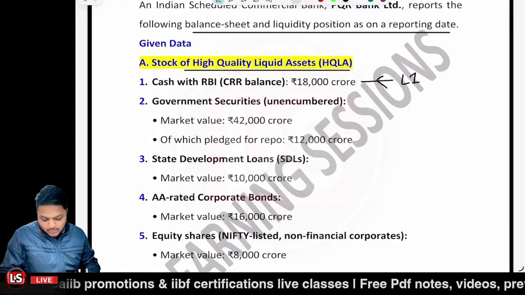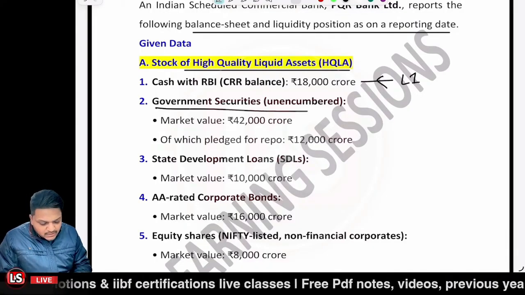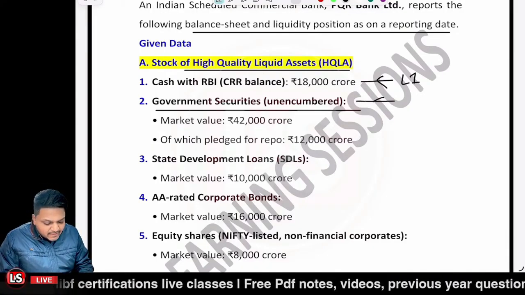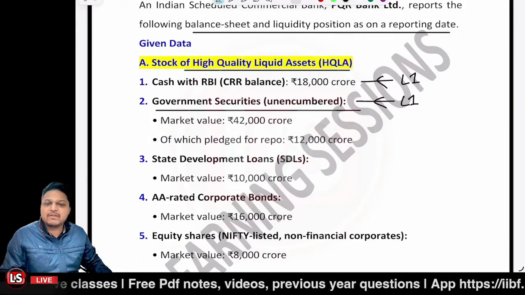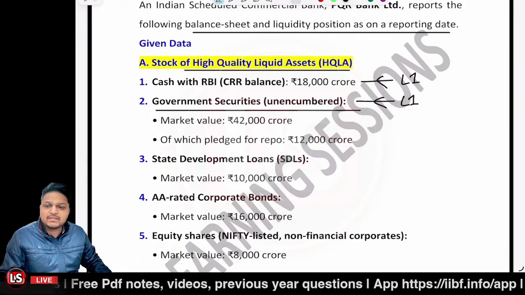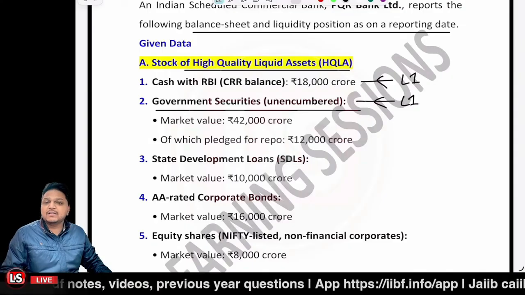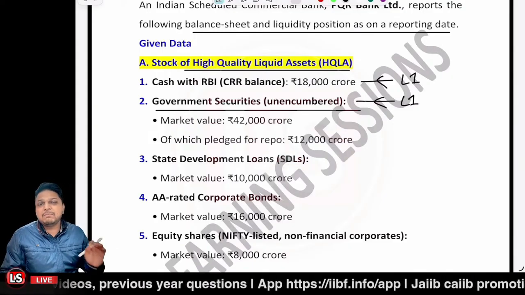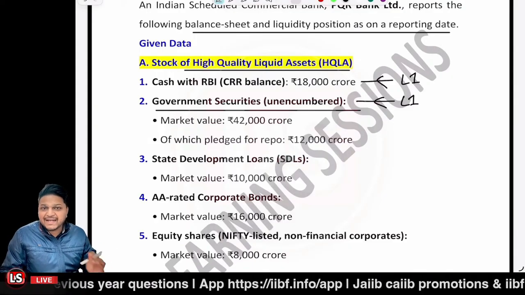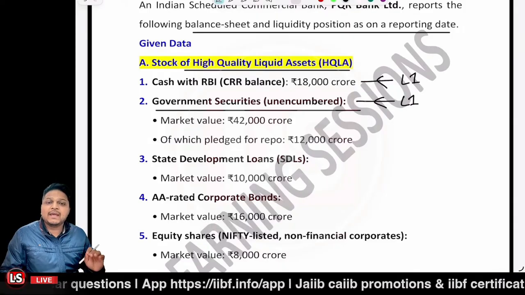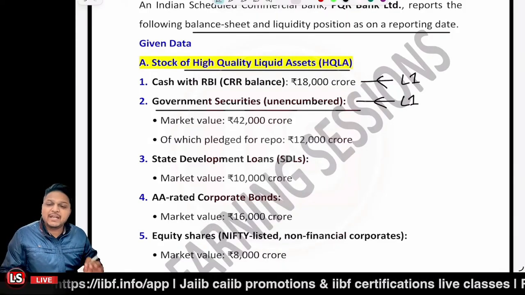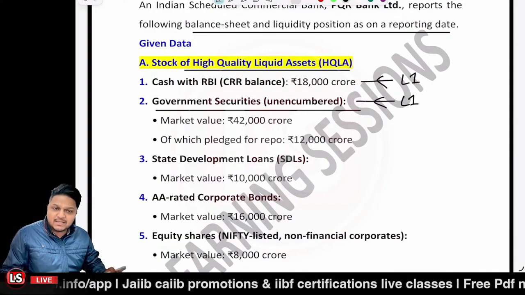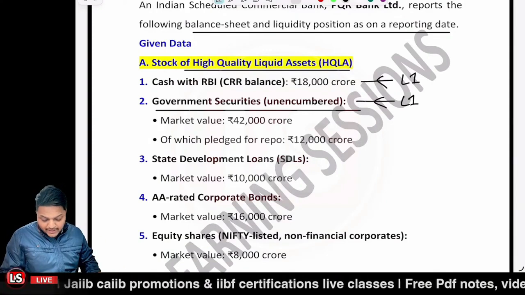And even if we talk about the government securities, that is related to the level 1 assets. That is also belonging to the level 1 assets. But whenever we are talking about the government securities under the HQLA level 1, we should keep one thing in mind, that those should not be encumbered. There should not be any charge created over those HQLAs. That is what is required, right?